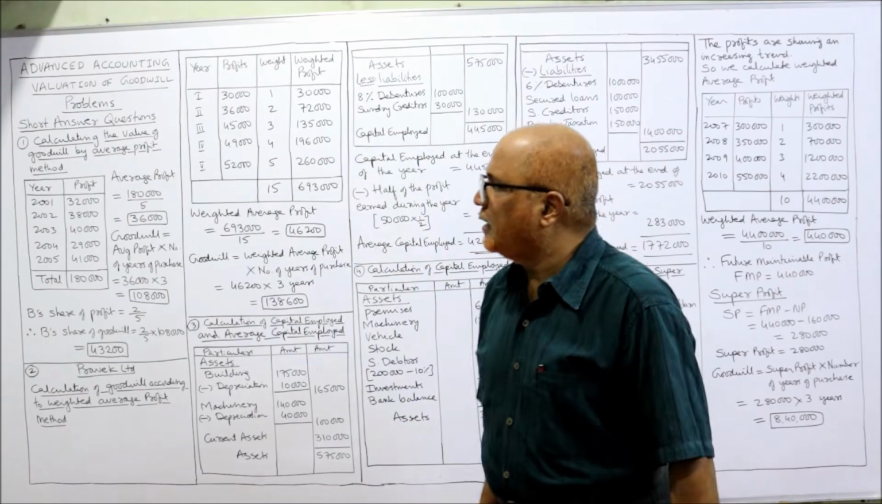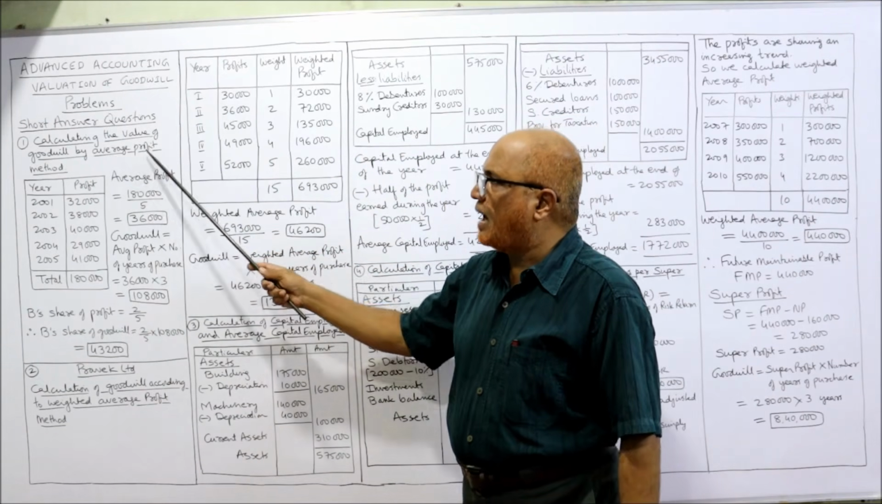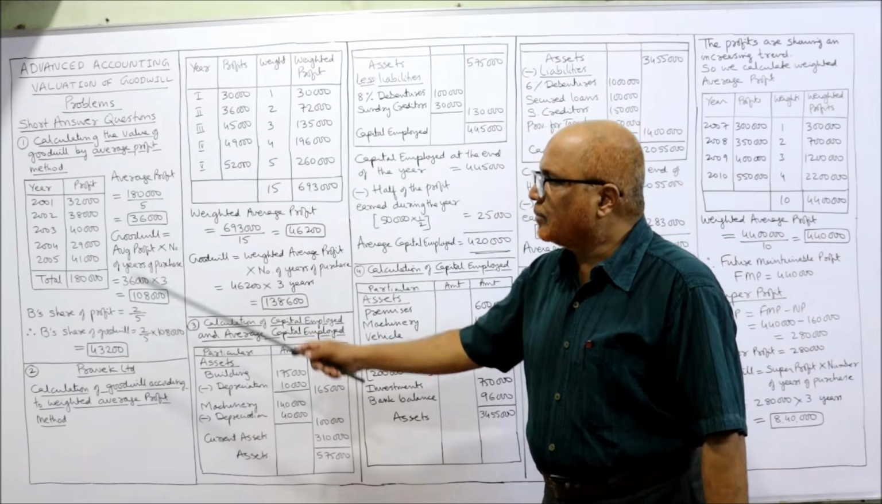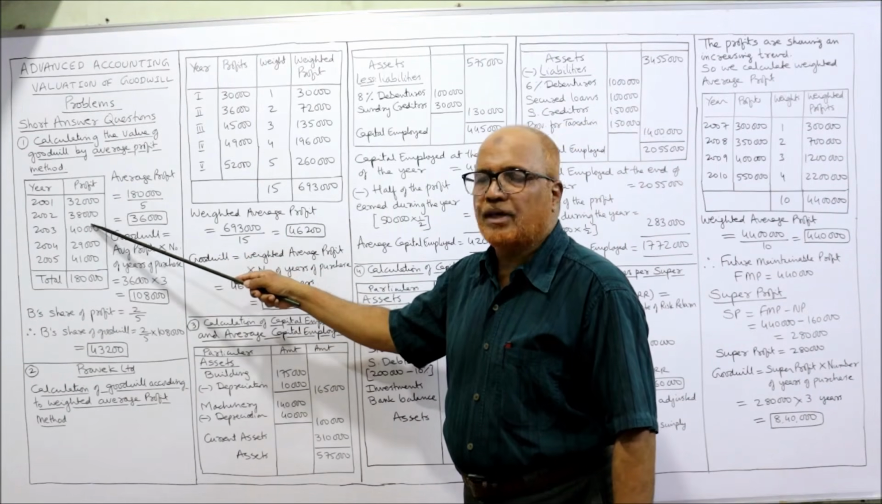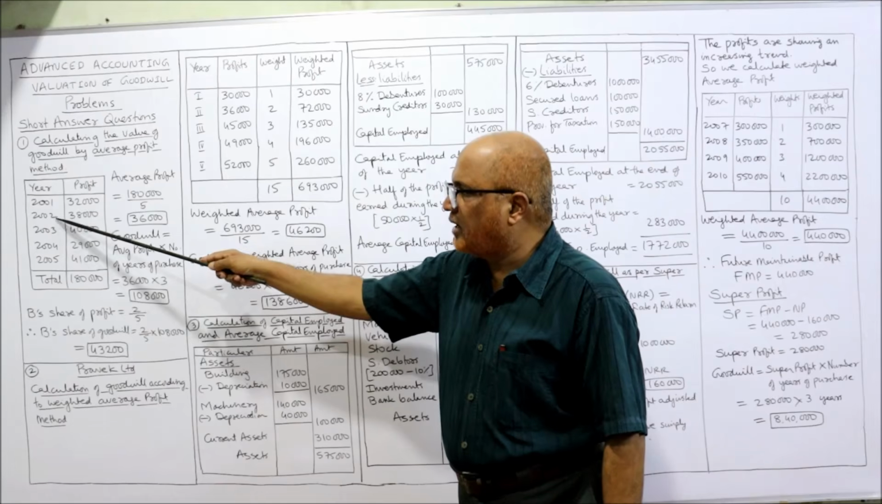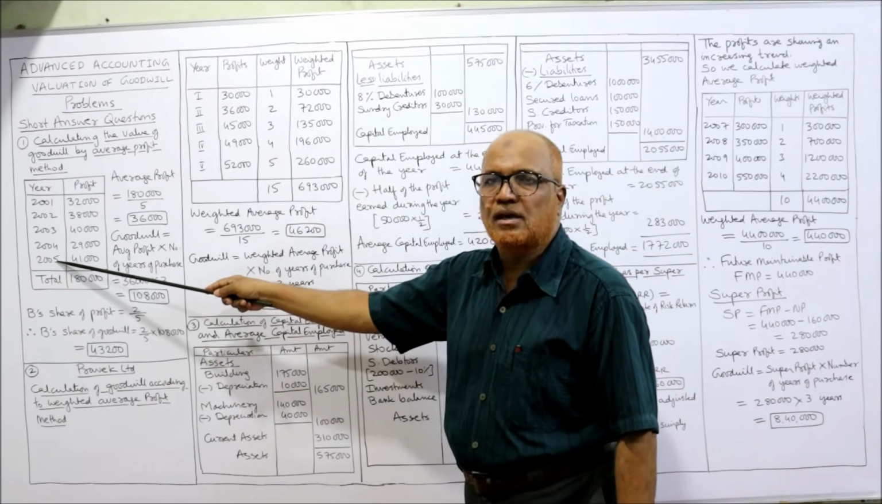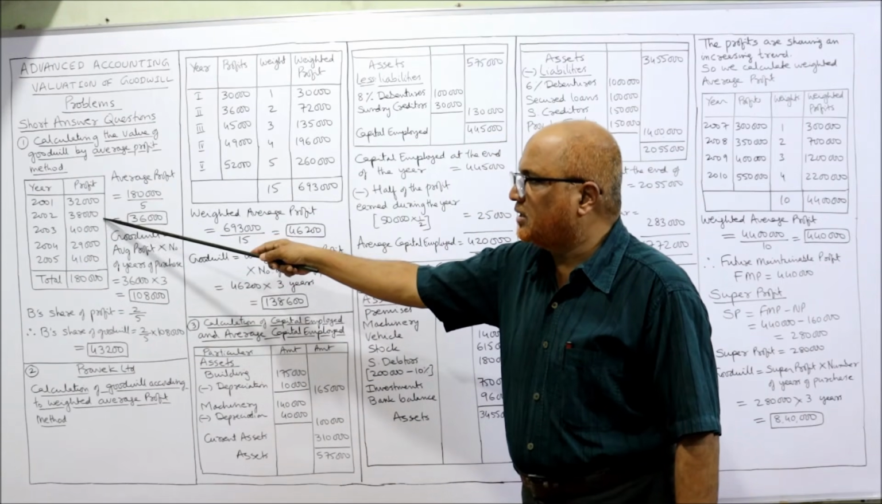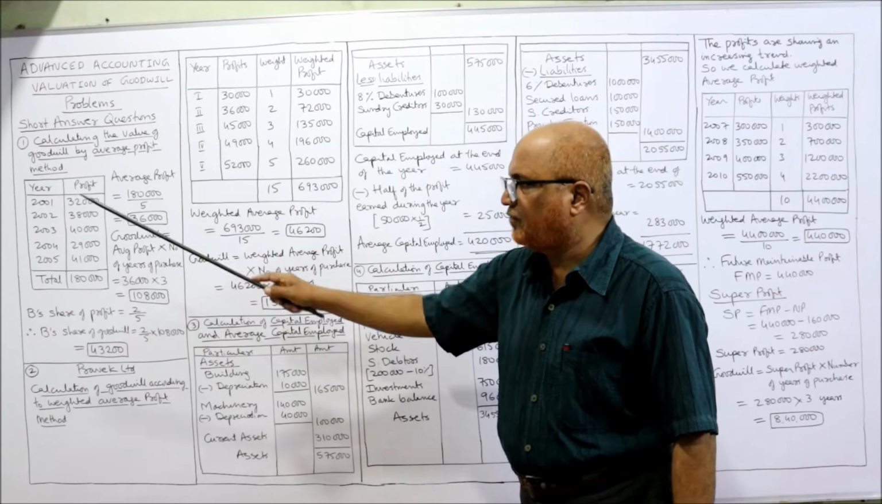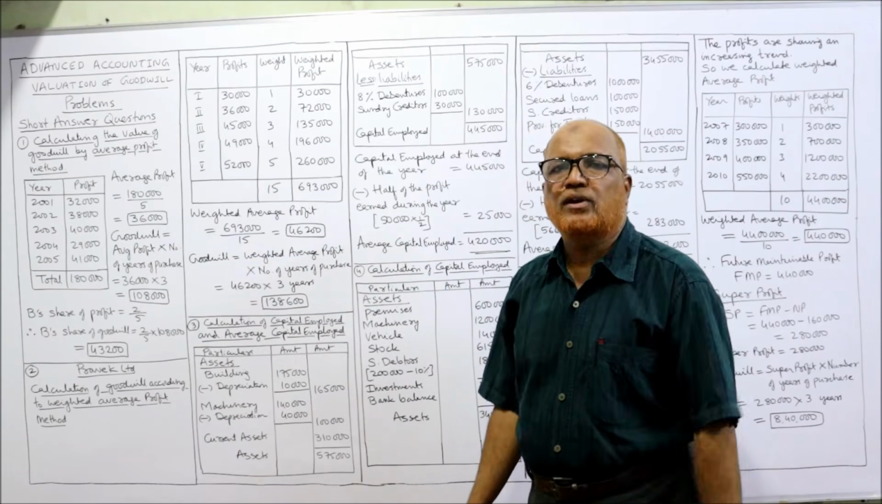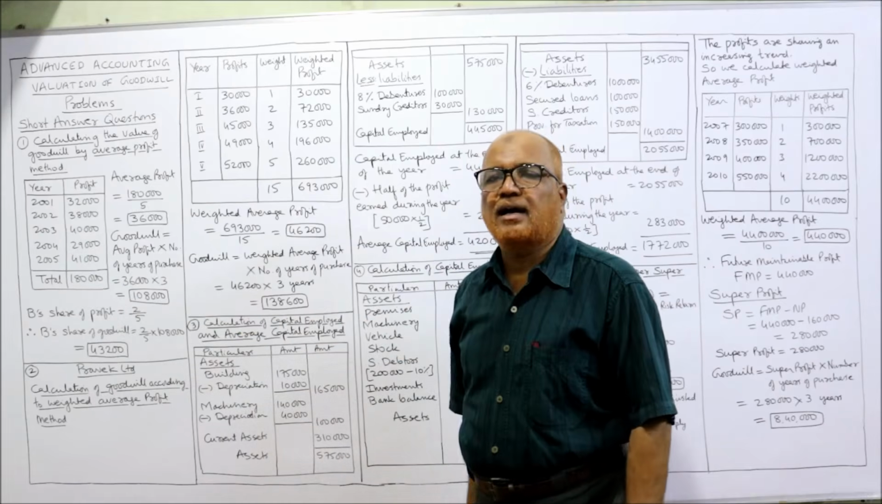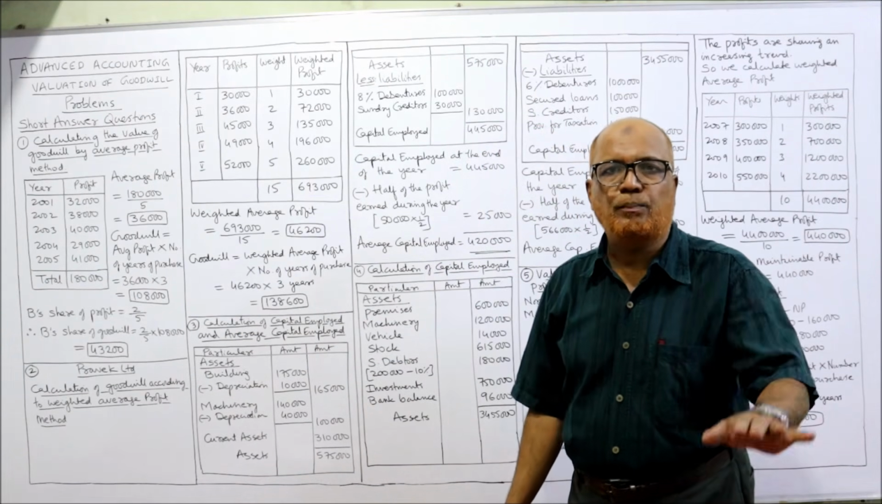Now see, calculating the value of goodwill by the average profit method. Two columns, year and profit. In the problem, the years given are 2001, 2, 3, 4, 5, five years. And the profits are 32,000, 38,000, 40,000, 29,000 and 41,000. The total profit of the 5 years is 1,80,000. This is the total profit.